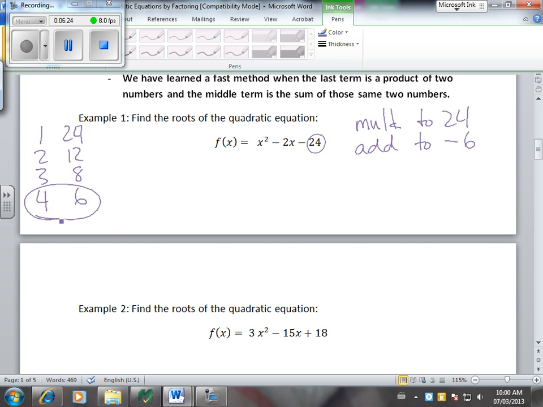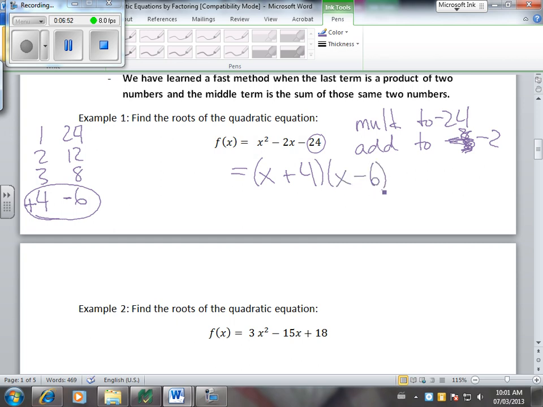Now I need a difference of, sorry, it shouldn't be negative 6, it should be negative 2. I was thinking of the answer in my head. So they need to add to negative 2. So then we have to make our 6 negative and our 4 positive, and we'll multiply to negative 24. So you'll have x plus 4, x minus 6.